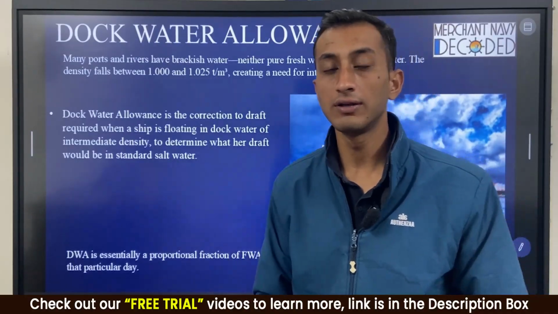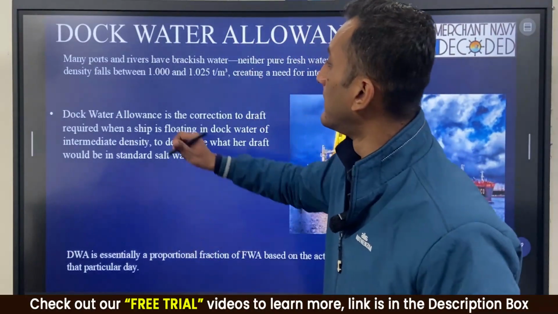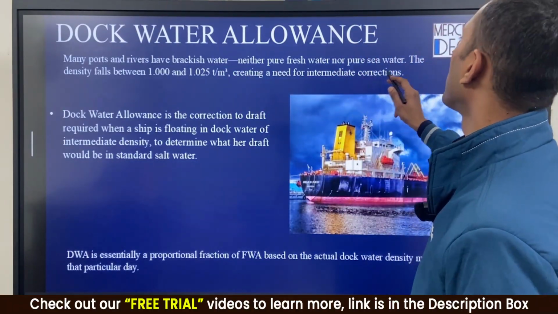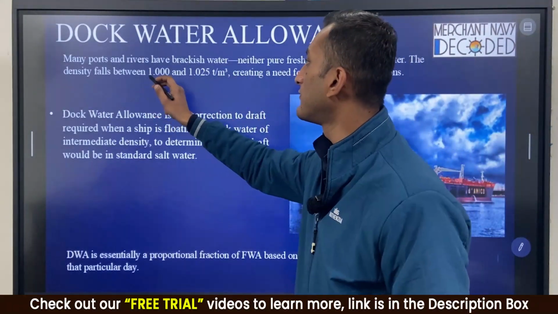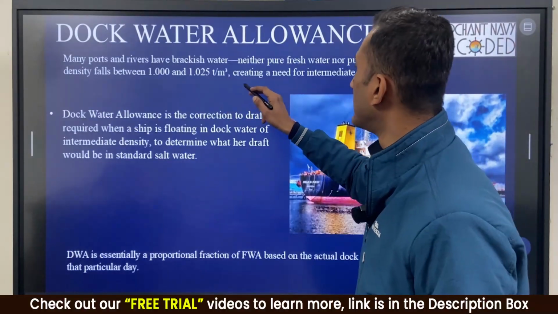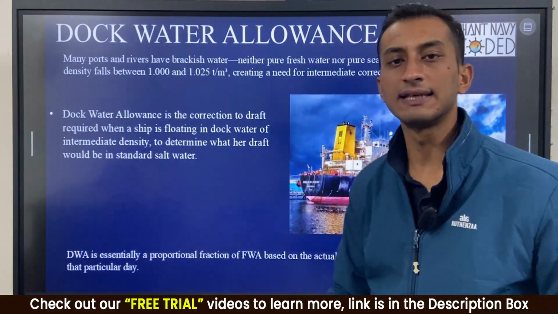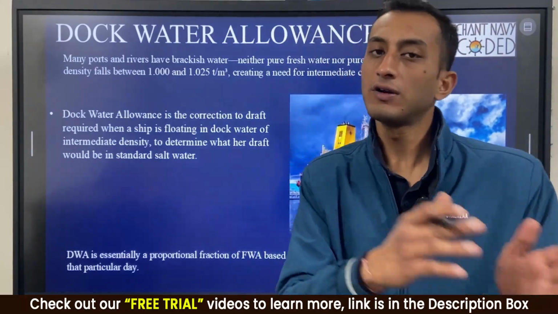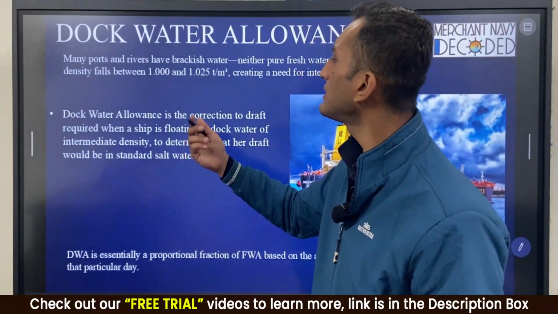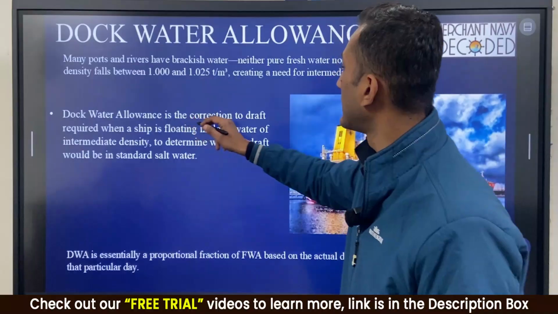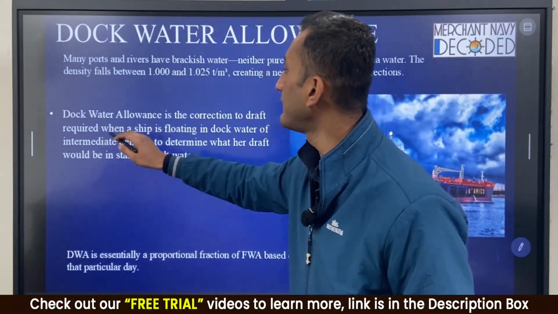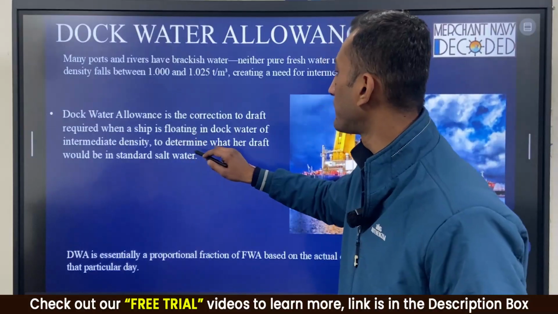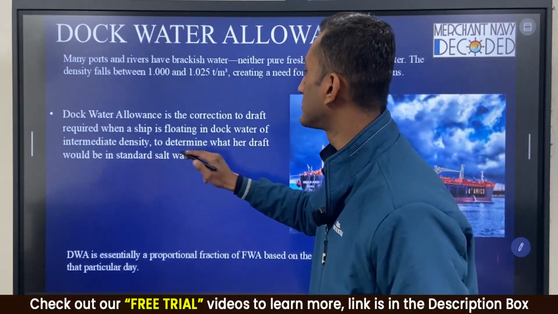Many ports and rivers have brackish water, neither pure fresh water nor pure sea water. The density falls between 1.00 and 1.025, creating a need for intermediate correction. As I said, the value is not exactly 1 or exactly 1.025. So what is dock water allowance? It is the correction to the draft required when a ship is floating in dock water of intermediate density to determine what her draft would be in standard salt water.